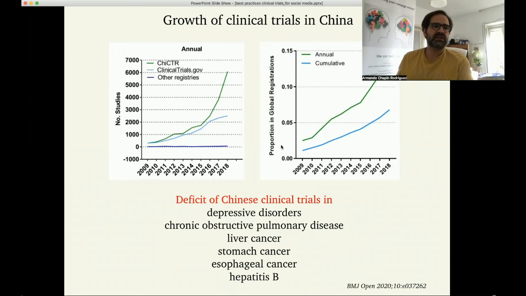Let's look at clinical trials in China, for example. Now, the number of clinical trials in China is growing tremendously, as is the volume of research in general in the country. So if you look here at the number of clinical trials specifically that have been registered in Chinese national registries, as well as the US-based registry and others, you see that the number is really growing.